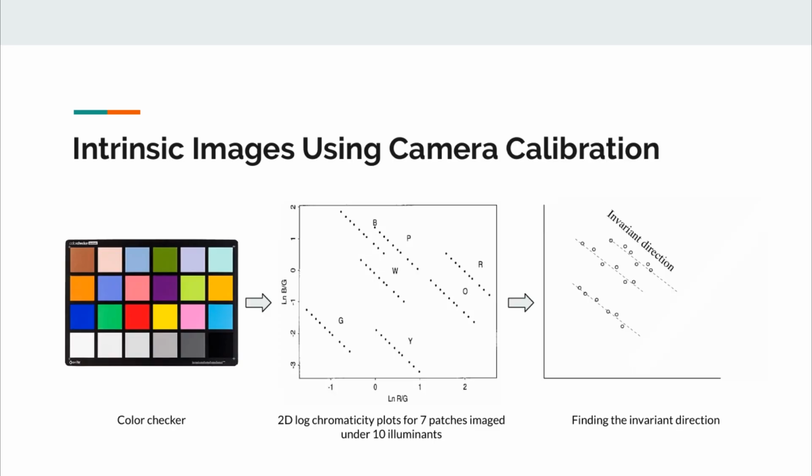Here is how intrinsic images are estimated using camera calibration. First, a color checker is imaged under multiple luminance. Here is a 2D log chromaticity plot for 7 patches from the color checker, such as green, blue, purple, yellow, etc., imaged under 10 luminance. Next, we estimate the invariant direction.